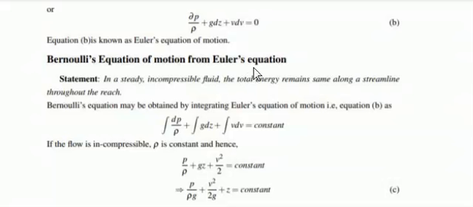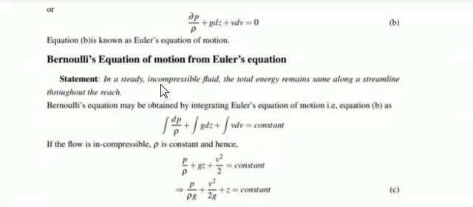So already we got the Euler's equation here, given by equation number B. From this equation you can derive the Bernoulli's equation. How? First we should know the statement of the Bernoulli's equation. What is the statement? In a steady incompressible fluid, the total energy remains the same along a streamline throughout the reach. So this is the statement of the Bernoulli's equation.